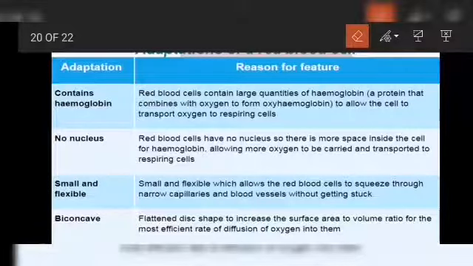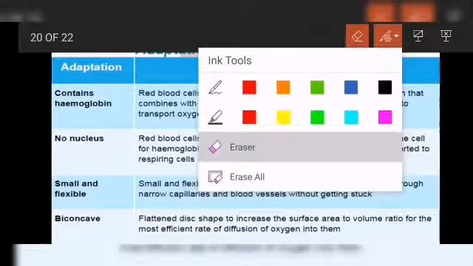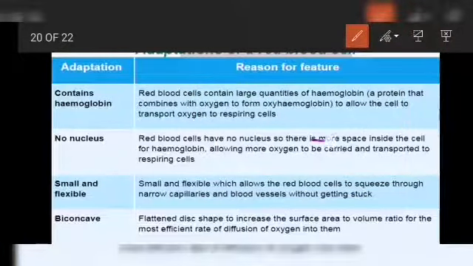No nucleus. Red blood cells have no nucleus, so there is more space inside. There's more space inside the cells for hemoglobin, allowing more oxygen to be carried and transported to respiring cells. So there is no nucleus inside the red blood cells. Why? To allow more space for hemoglobin.